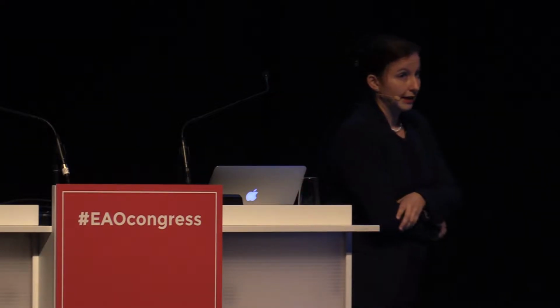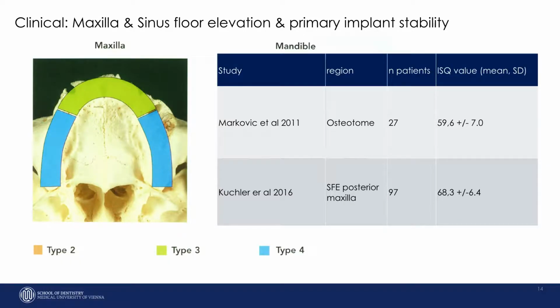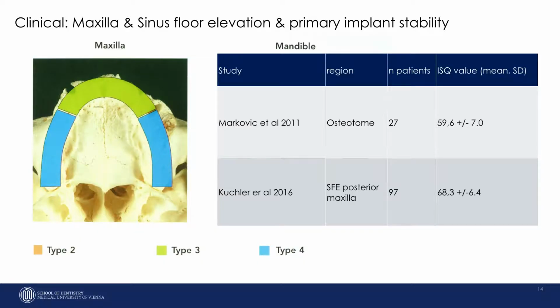When we come to the critical site, which is the posterior maxilla, as I told you, I was very blessed to do this study with Daniel Buser in 97 patients with simultaneous sinus floor elevation. To make a comparison for you, there was a similar study by Markovic et al., 2011. They did the simultaneous sinus floor elevation with osteotomes. What you see from the primary stability was quite nice and high. In Markovic, it was 59 ISQ, and in our study, it was 68.